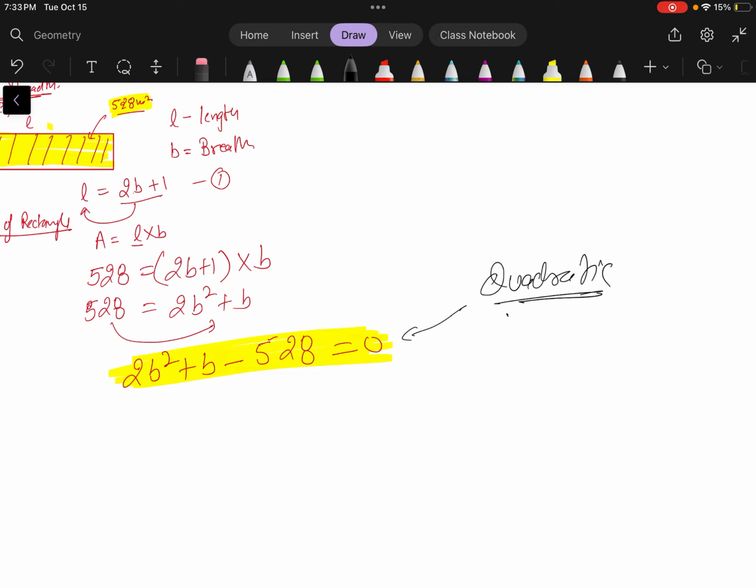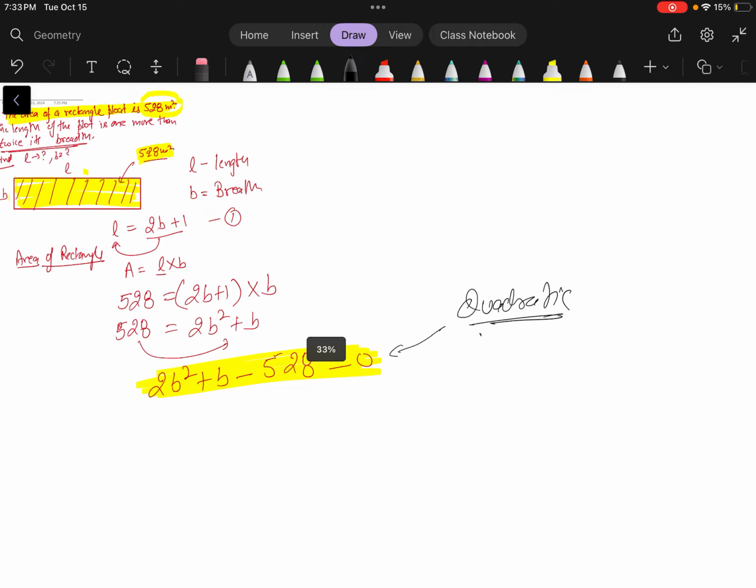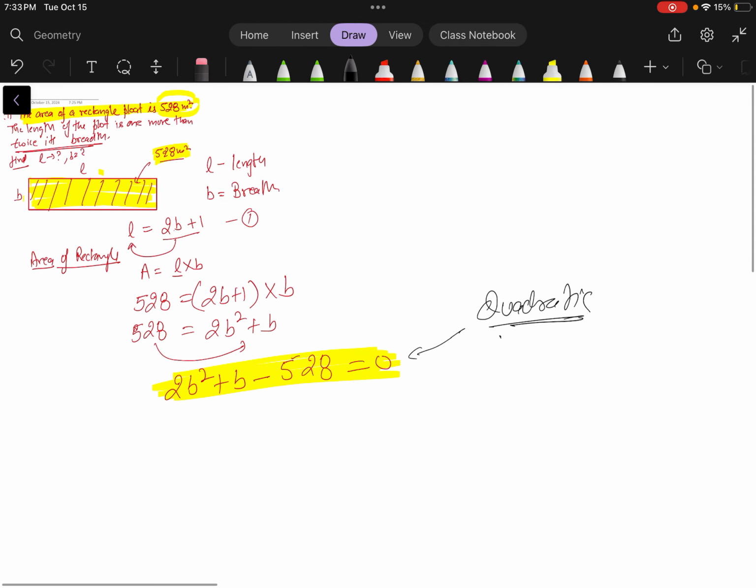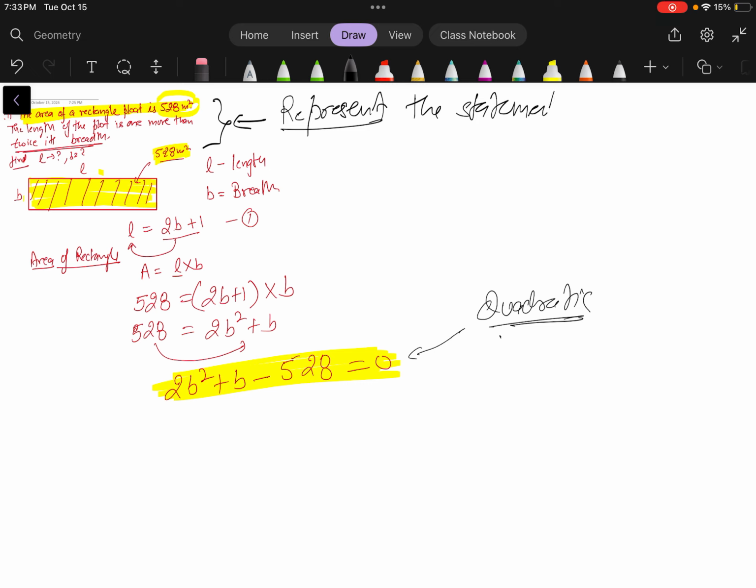Okay. So basically, the question of this exercise is not to solve this one. We can solve this quadratic equation also, but if you will see into the question, we have to represent this statement, whatever the statement that we have here. The question is to represent the statement in form of suitable quadratic equation.